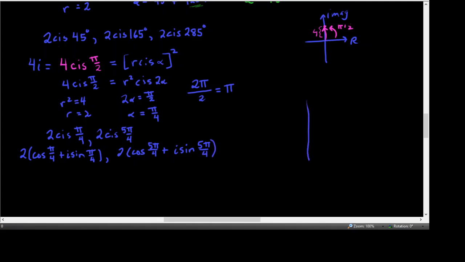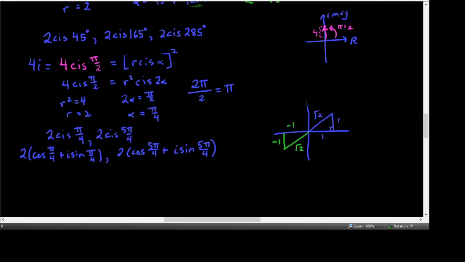Okay, so just to make sure that everybody knows what we're doing here, pi over 4 is here. This will be 1, 1, square root of 2. And 5 pi over 4 is right here. That's going to be negative 1, negative 1, square root of 2.